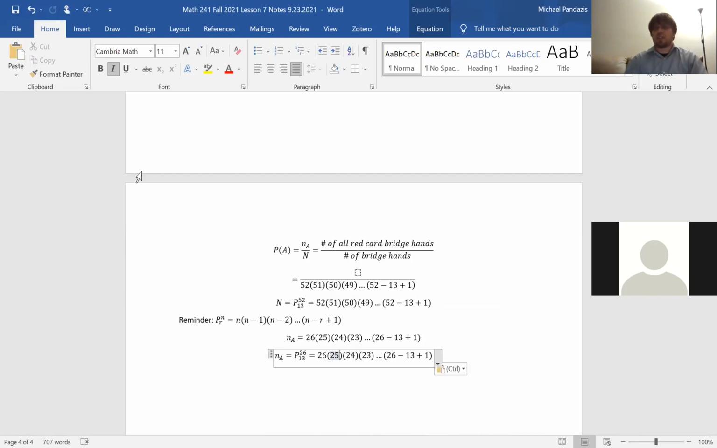So here you're counting the number of ways to have 13 red cards where order matters, where it matters what the first card you draw is, what the second one is, and so forth. Okay, so you have 26 choices for the first card, then 25 for the next, then 24 for the next, because you've already taken cards, so you lose one choice each time you make a choice, right?